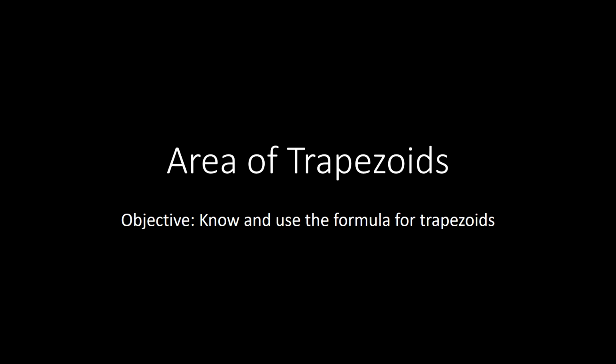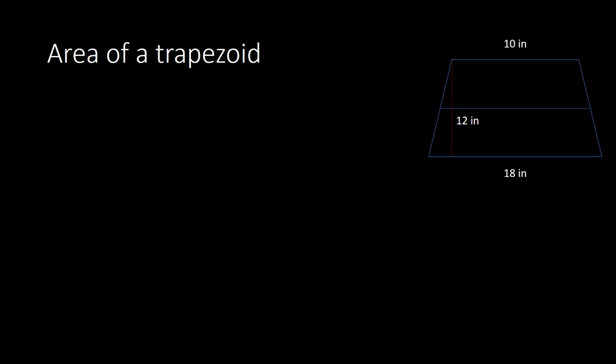In this lesson, you will know and use the formula for trapezoids. Now don't forget what a trapezoid is. Here's a picture on the right, and a trapezoid, by definition, has only one pair of parallel sides. So here the top and the bottom are parallel, and the left and the right sides are not parallel. So that is our definition of trapezoid.